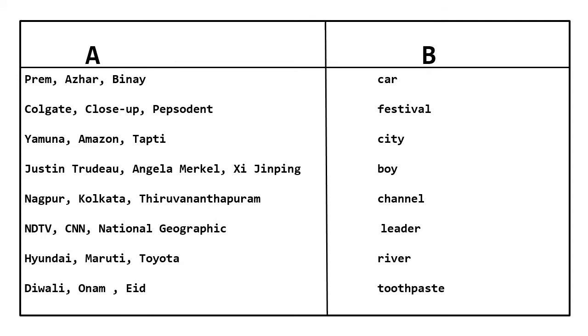While in the B column, you are given the common nouns, but they are not written in order. What you have to do is match the proper nouns with the common nouns. Here the list given in B column is car, festival, city, boy, channel, leader, river, toothpaste. Let's see what are the right answers.